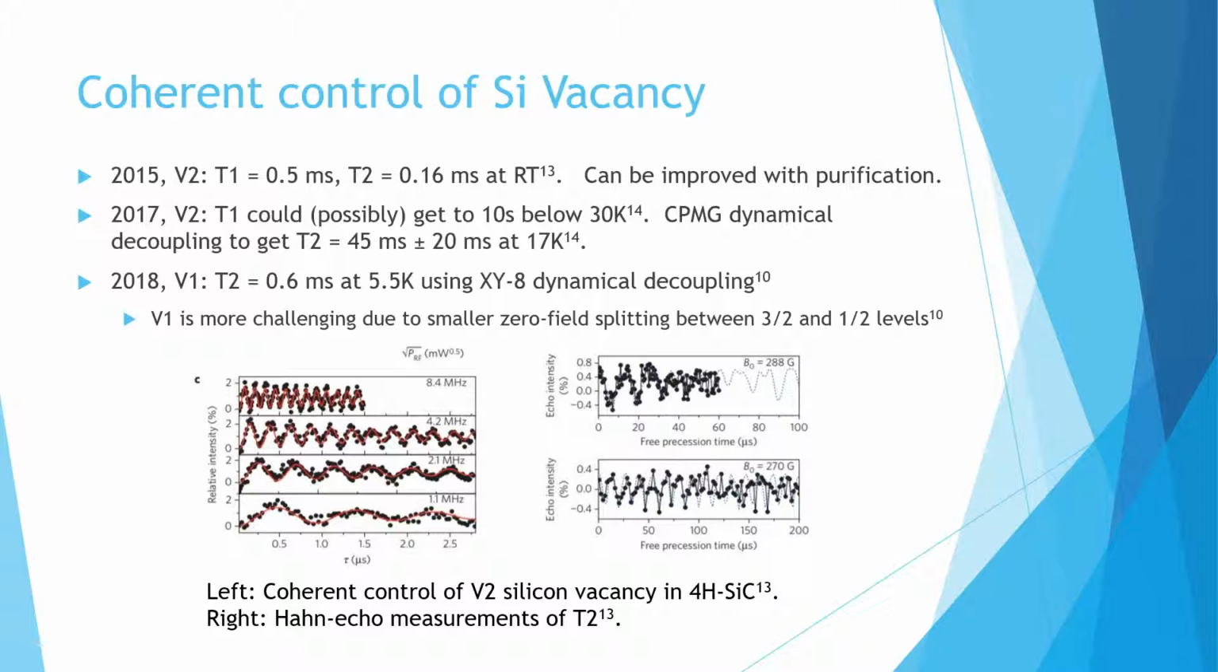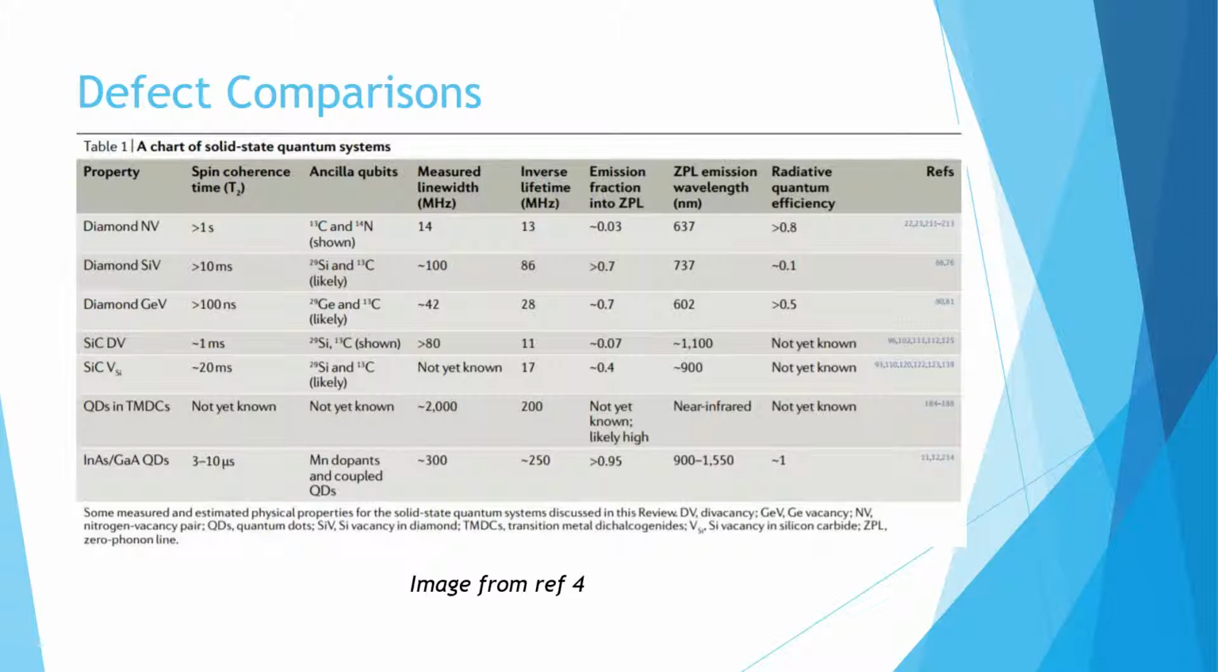And 2018 is really the only study done so far experimentally on the V1 center, and they got a T2 of only 0.6 milliseconds at 5.5 Kelvin. So that's much lower, and the challenge is due to the small zero field splitting, as I discussed on the previous slide. This chart shows some comparisons of different solid-state qubit systems.